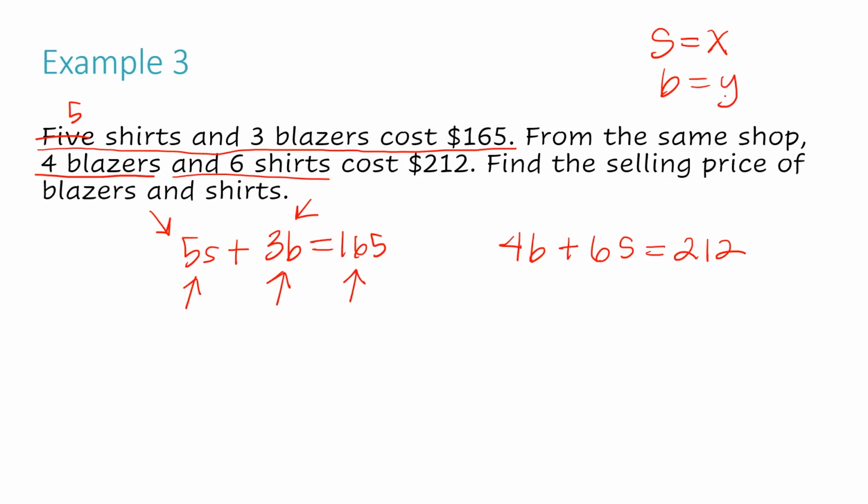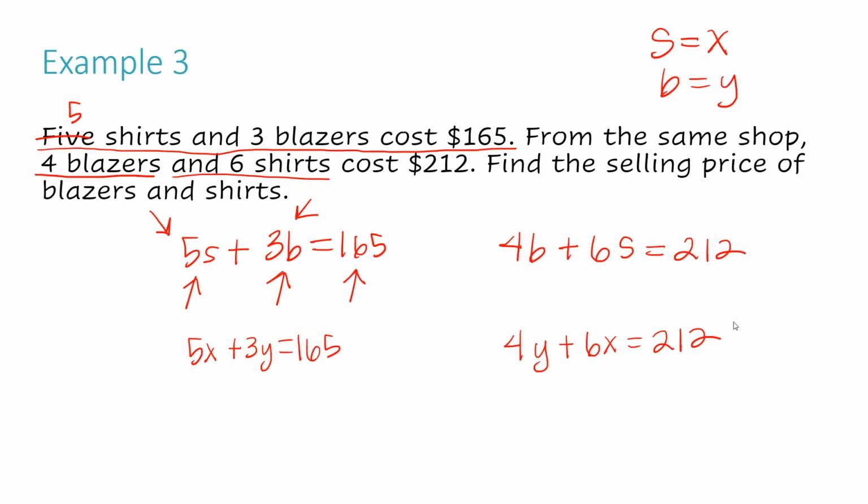Okay. So now I'm going to rewrite both of these. And instead of S's, I'm going to write X's. And instead of B's, I'm going to write Y's. So 5x plus 3y equals 165. And then 4y plus 6x equals 212. Look at that. We took a real life scenario and we made 2 equations out of it. Okay?